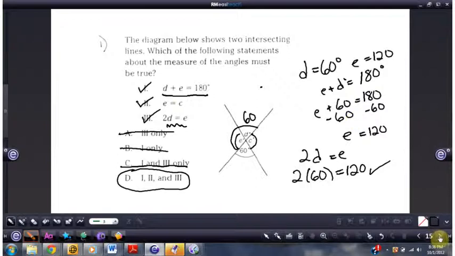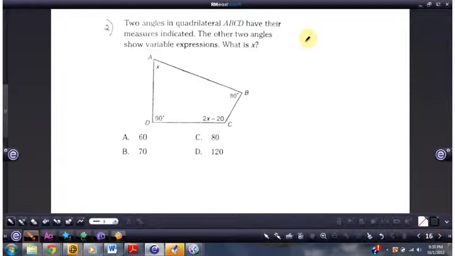Okay, this next question. 2 angles in quadrilateral ABCD have their measures indicated. The other 2 angles show variable expressions. What is X? Okay, couple of things. One, none of these angles look even remotely equal. There's nothing I can make them that'll say those are equal. So what I have to think of is, well, do I know how many degrees are in a quadrilateral?